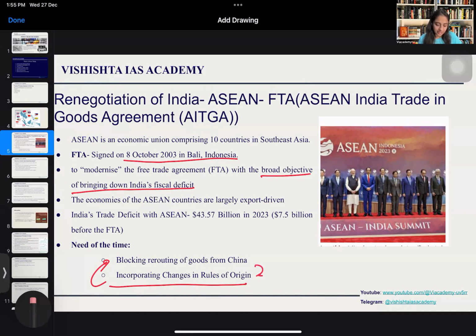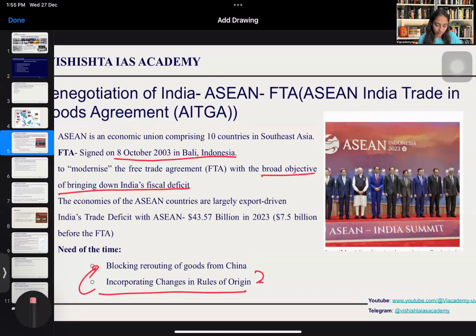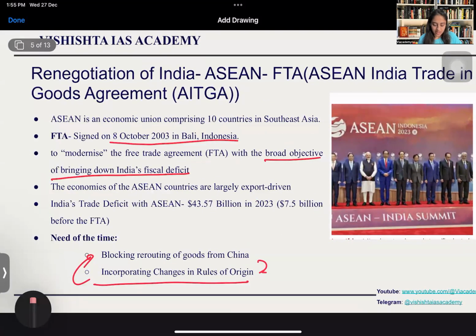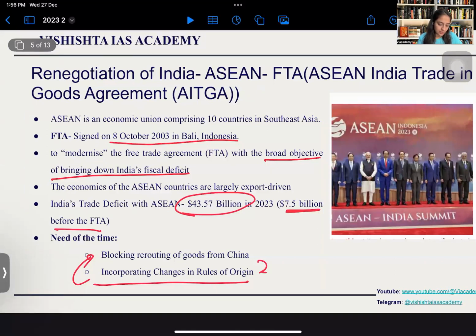You can use this data in your mains: India-ASEAN has a trade deficit of $43.57 billion in 2023, and before FTA it was $7.5 billion. So it is clear that this free trade agreement has not been that much beneficial for India, and that is why we are talking about renegotiating this.